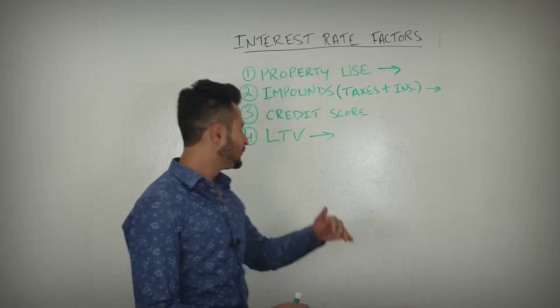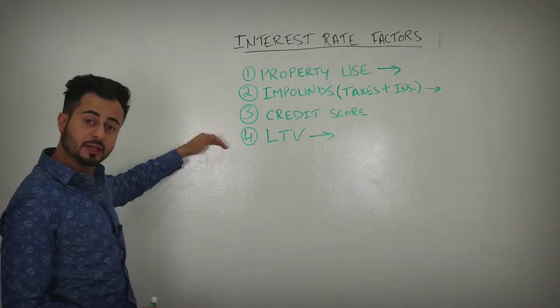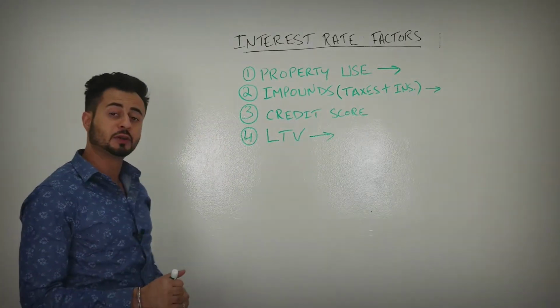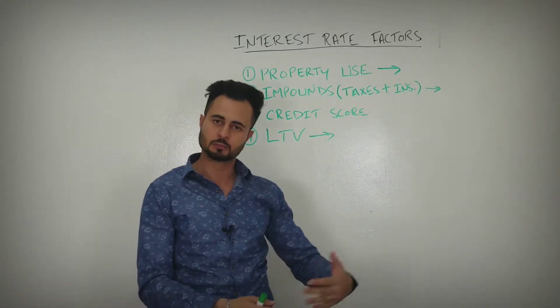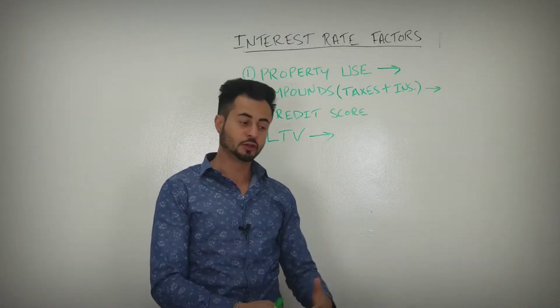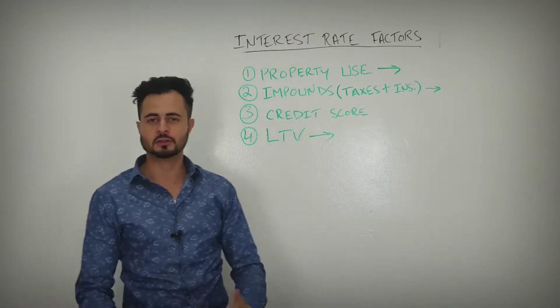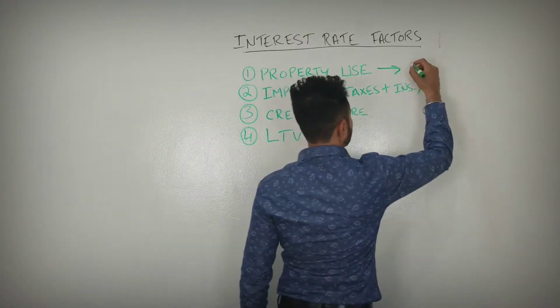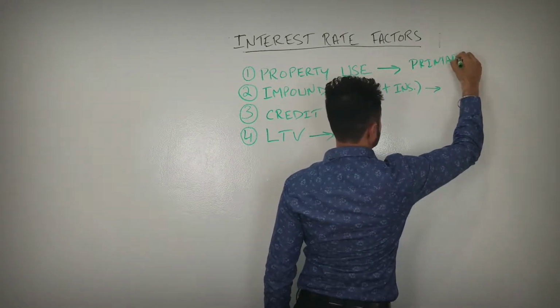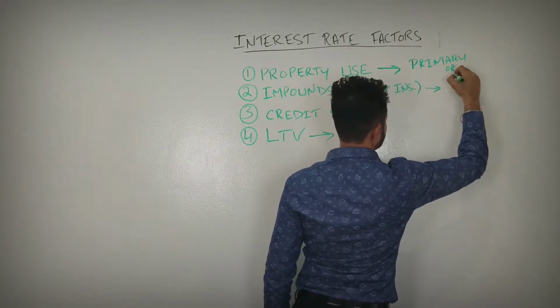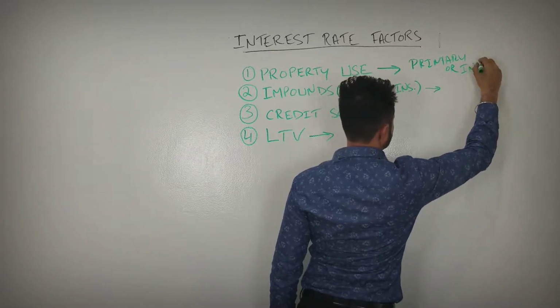All right, so there's four factors that take place. The first one is property use. What are you buying the property for? Is it for you to live in, which is called primary use, or are you going to buy the property and rent it out, which is called investment? So primary, or I'm going to abbreviate it as INV, investment.